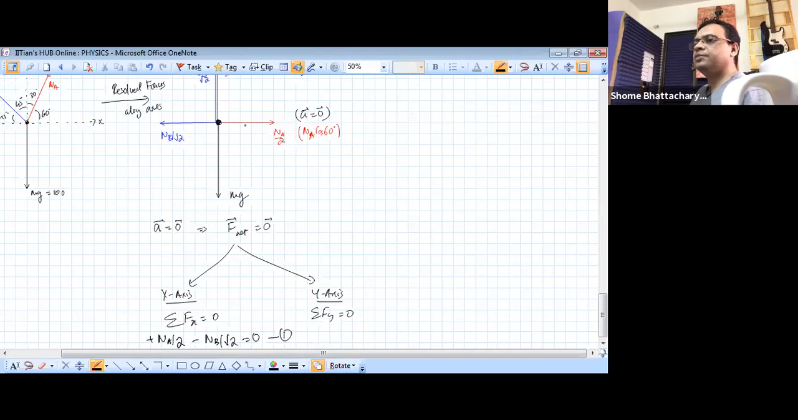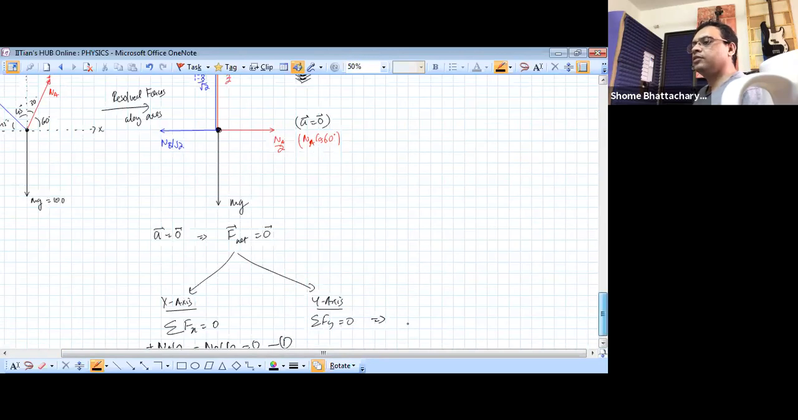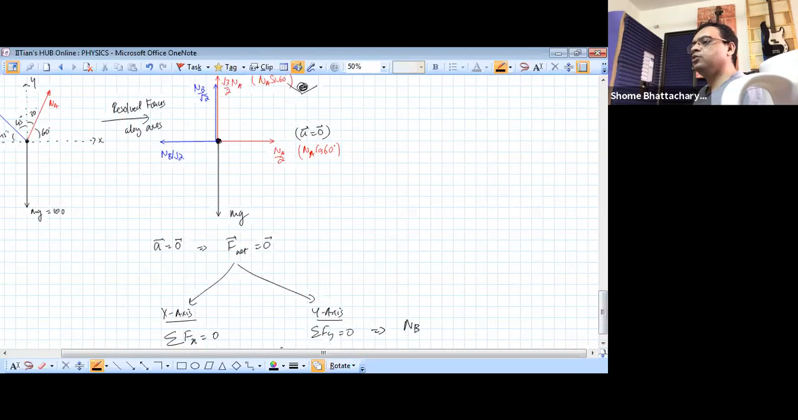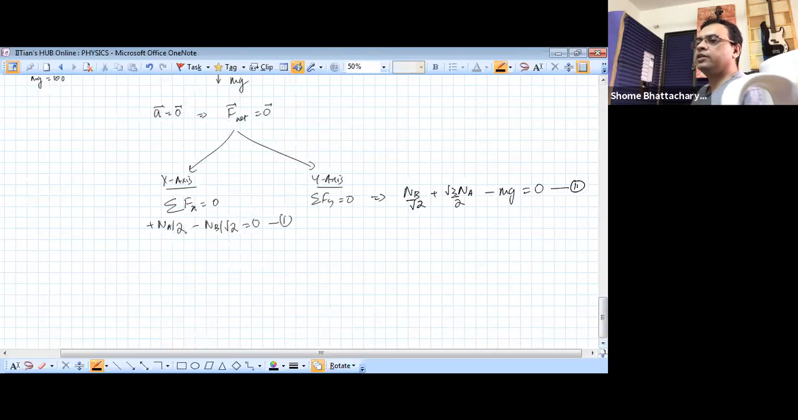Similarly, along the y-axis, what is happening? Along my positive direction, upwards, I have NB by root 2 plus root 3 NA by 2, and along the negative direction, I have minus mg, and their resultant should be 0. So that becomes my second equation. This is my summation Fx is 0, and this is my summation Fy is 0.